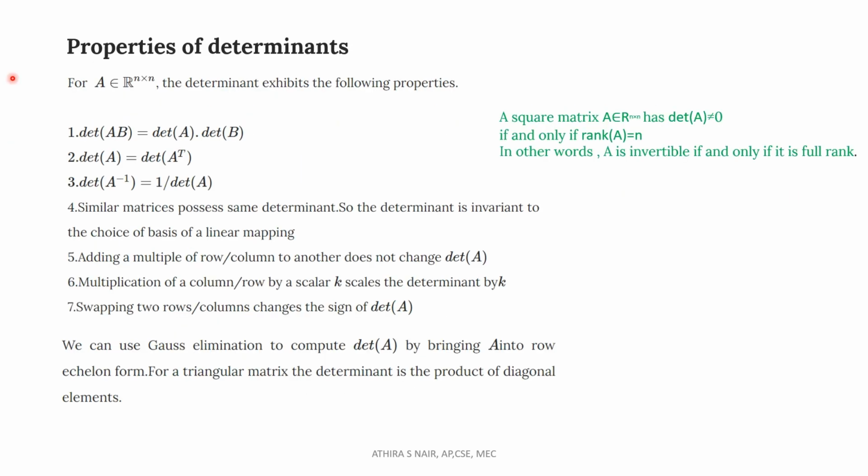So we will now see the properties of determinants. For A, an element of R^(n×n), the determinant exhibits the following properties. First one is det(AB) is equal to det(A) times det(B). det(A) is equal to det(A transpose). det(A inverse) is equal to 1 by det(A). Similar matrices possess the same determinant. So the determinant is invariant to the choice of basis of a linear mapping.